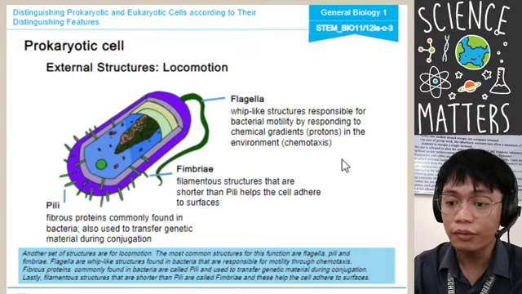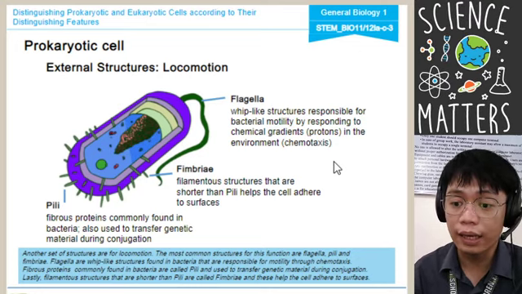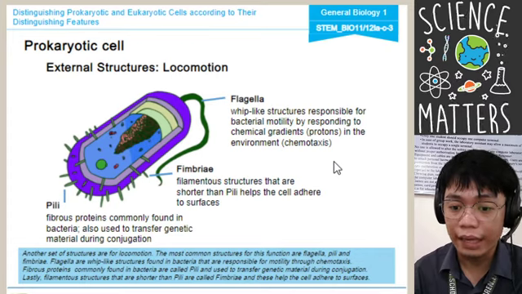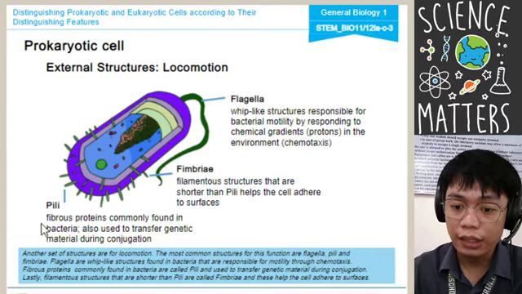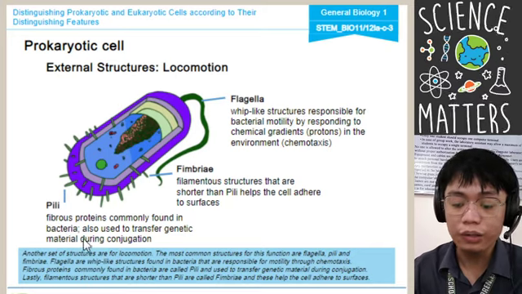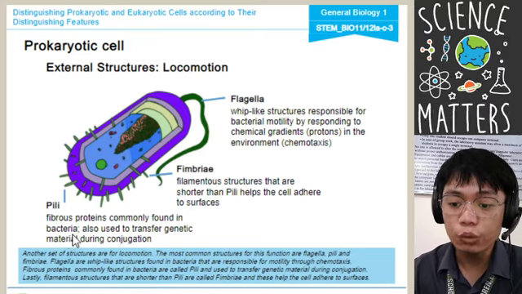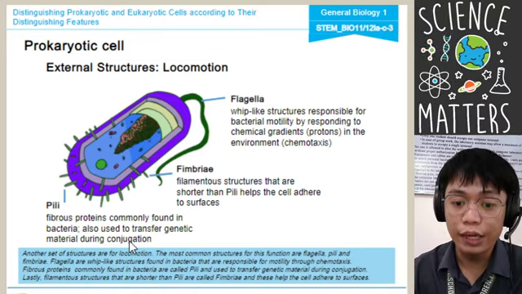So they are able to move from one place to another through the use of the flagella. Okay, next we have the pili. So this is the pili. When we say pili, it is a fibrous protein commonly found in bacteria. It is a protein, and it is used to transfer genetic material during conjugation.